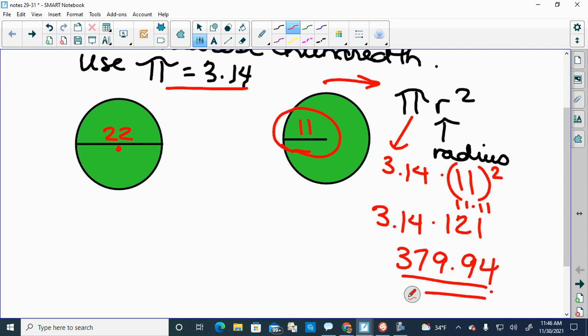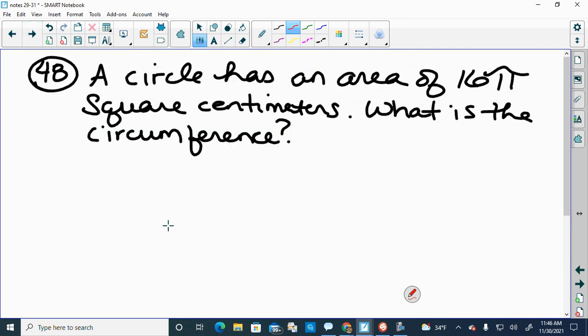Okay, then we're going on to the next one, number 48. I'm just going to find it so I can read it. A circle has an area of 16 pi square centimeters. What is the circumference? So they're not asking for area. They want us to find what the circumference is.